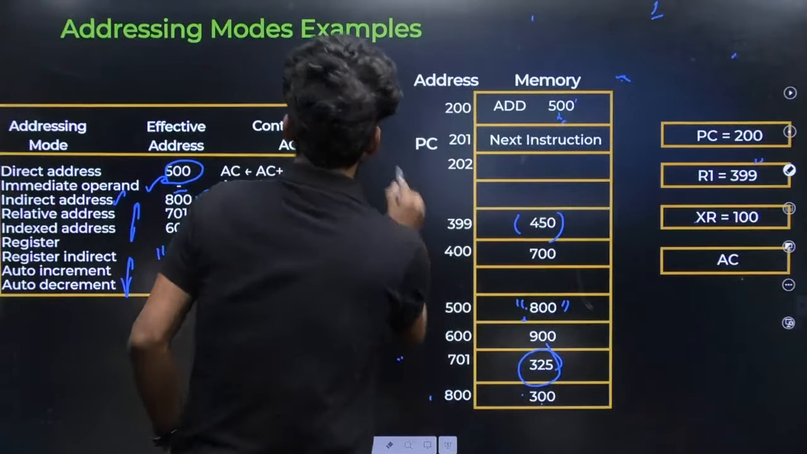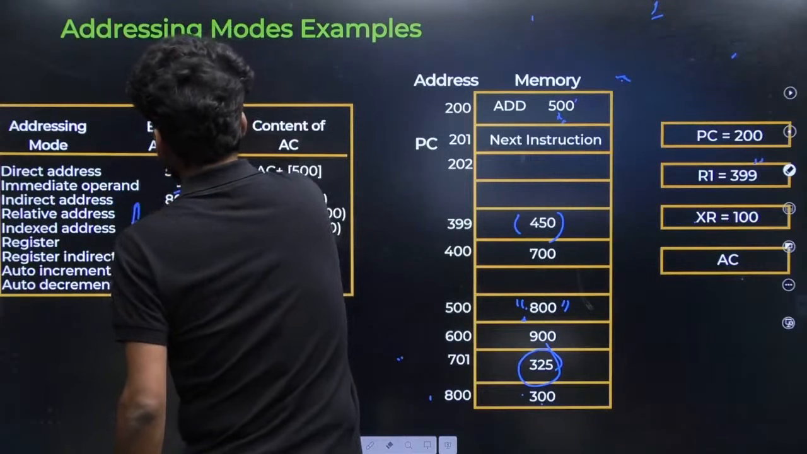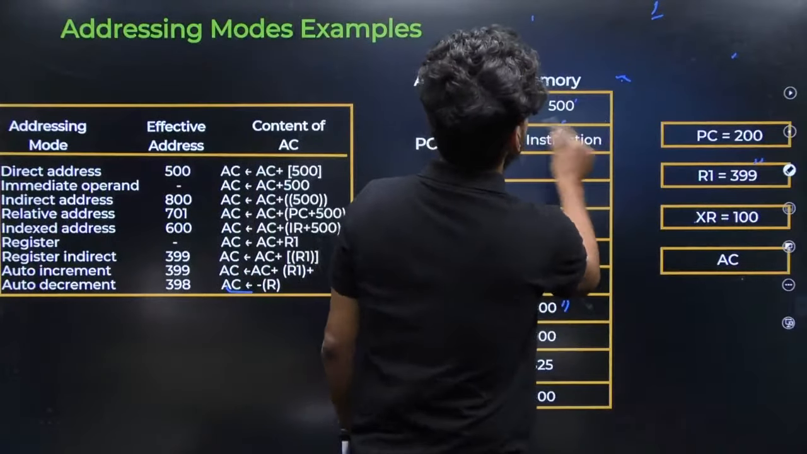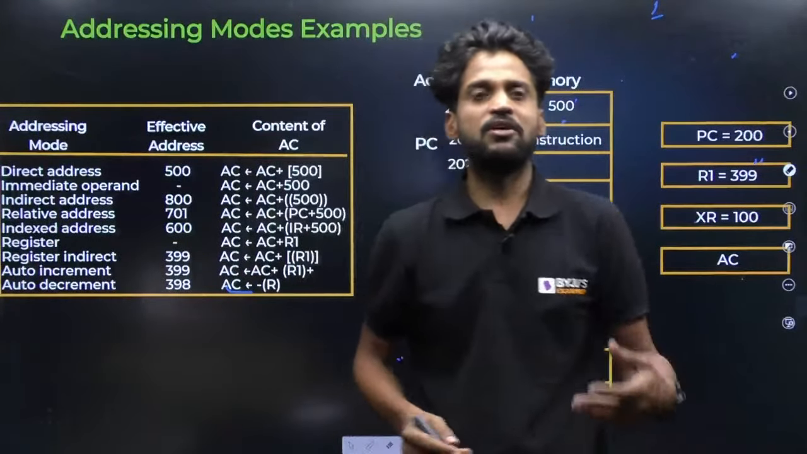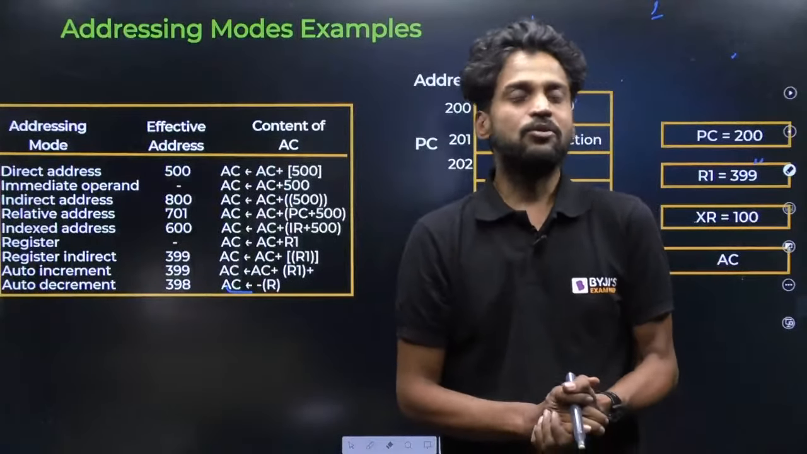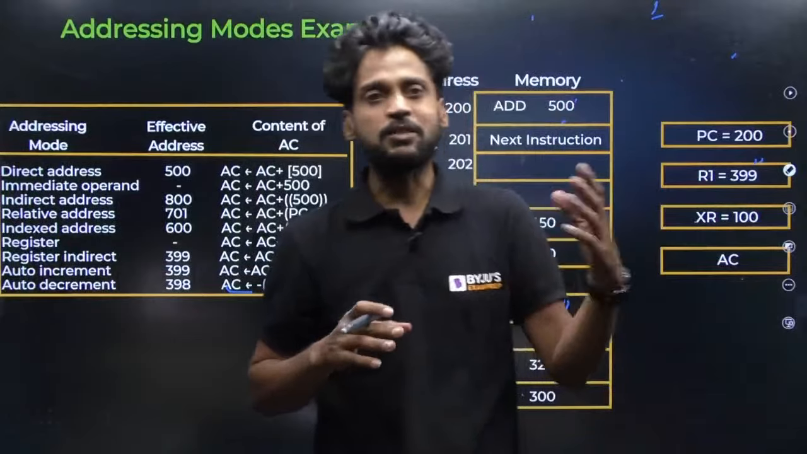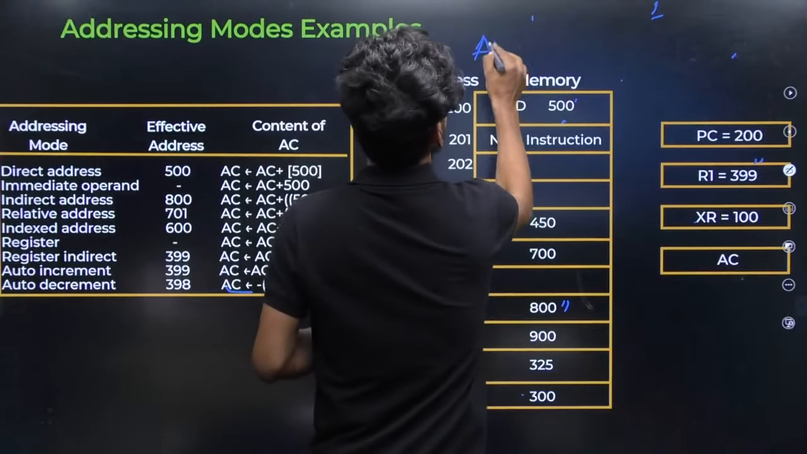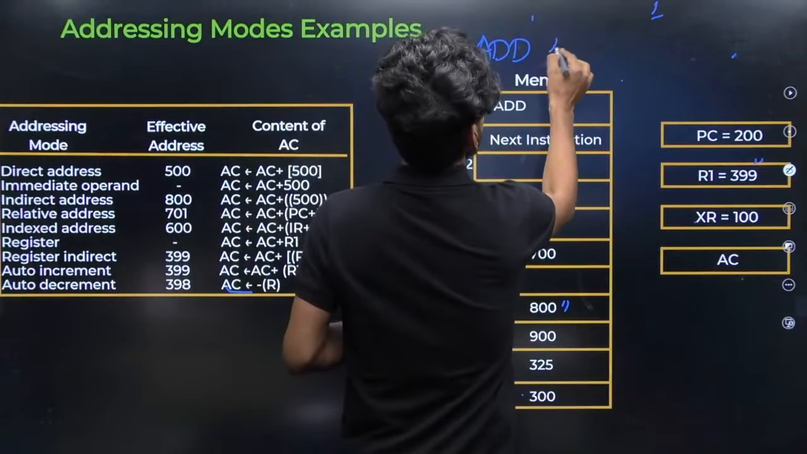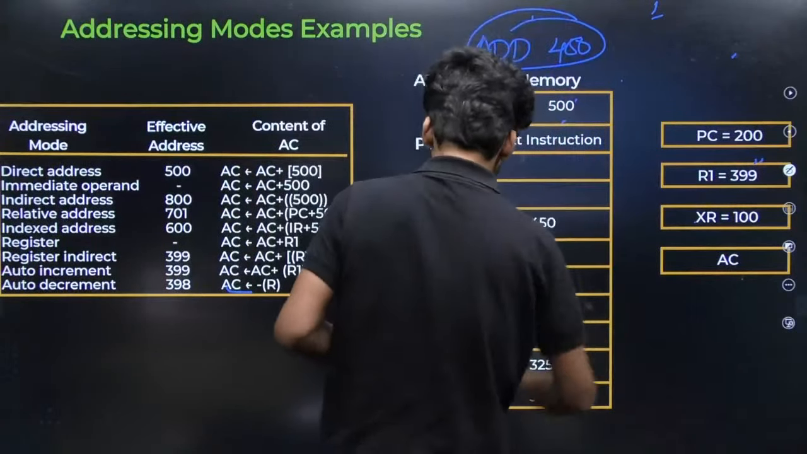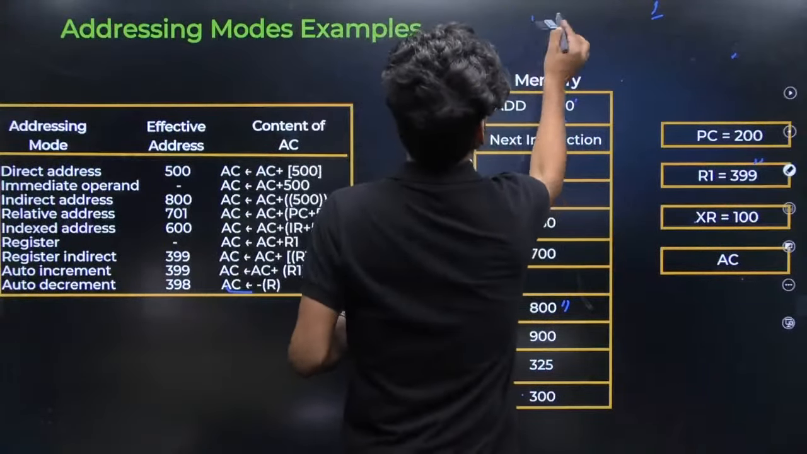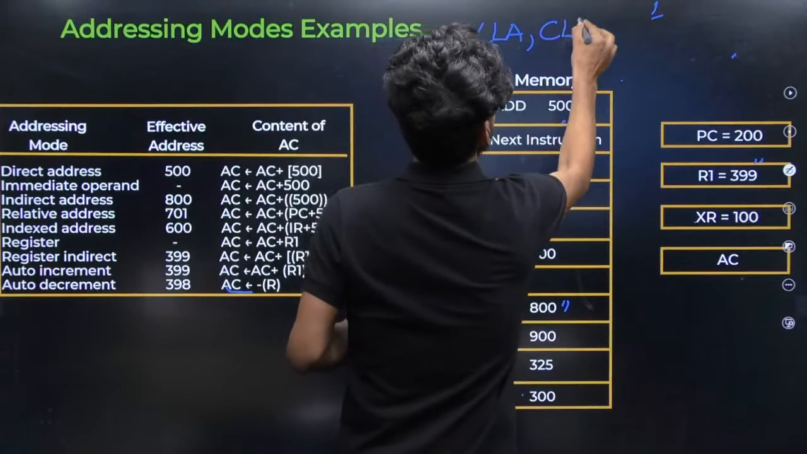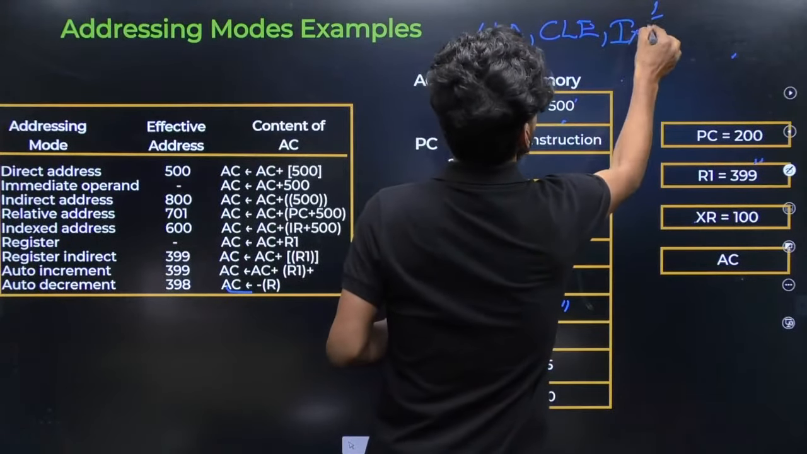Next thing is the implied addressing mode. What is the implied addressing mode and what is its usage? When you talk about the implied addressing mode, it doesn't have any explicit operand, right? Let us say add 450. It is said to be in the direct addressing mode. But for a few instructions, such as CLA or CLE or INC, what exactly is going to happen?